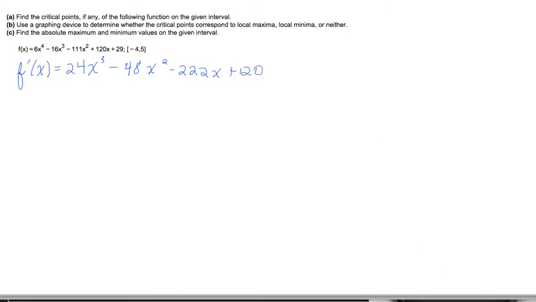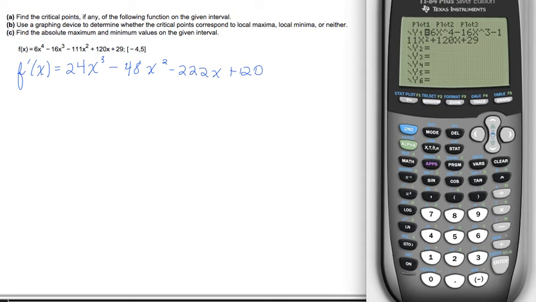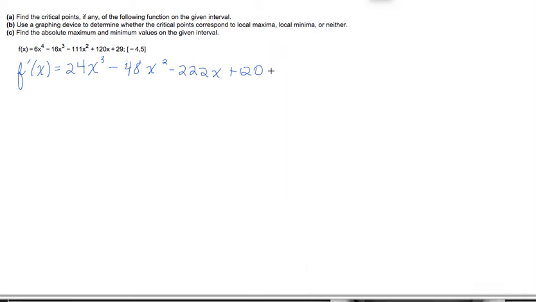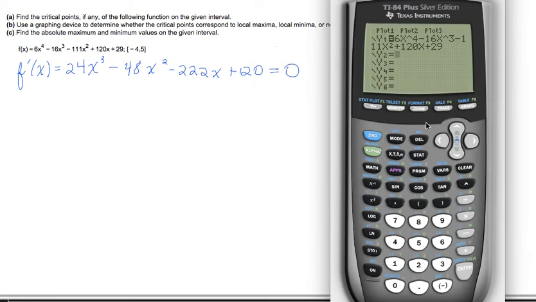Okay, so what you're going to do is go to your calculator, and you have a choice here. You could enter the derivative into y1, and then try to figure out where this derivative equals 0 by using the graph of this and seeing where the function itself actually equals 0. I think what more of you will do, though, is you will graph the function. So here I've entered 6x to the 4th minus 16x cubed minus 111x squared plus 120x plus 29. Okay, and I want to graph that.